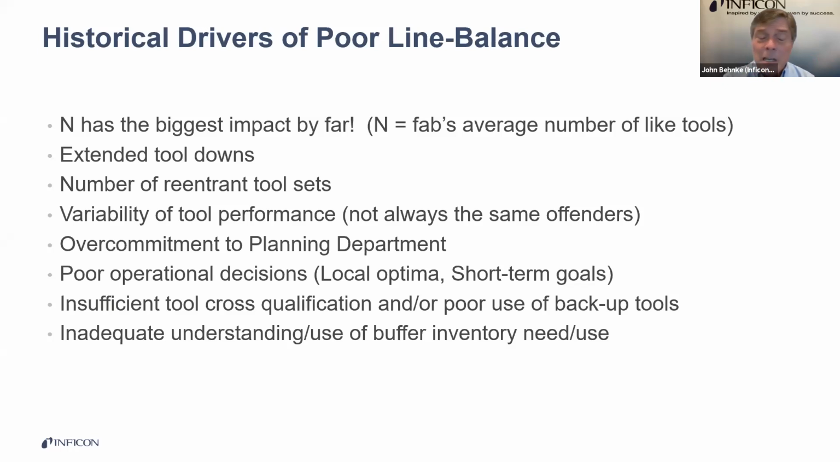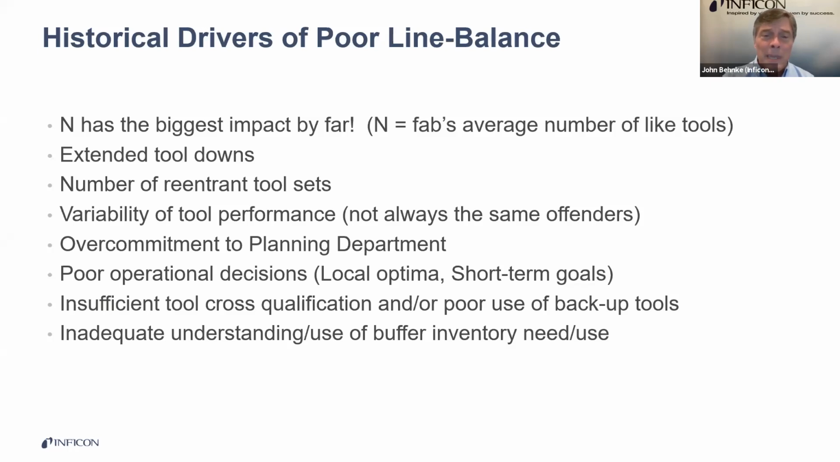Operational decisions, human beings make what we refer to as local optima. We just heard about the concept of digitization of information, which is so key. But many factories still use human beings to make short-term decisions. And unfortunately, many human beings make what they believe is the right decision, but it actually turns out to be not the ideal situation and actually makes the line more non-linear. And the other thing is insufficient tool cross-qualification. And that's about the N, right?